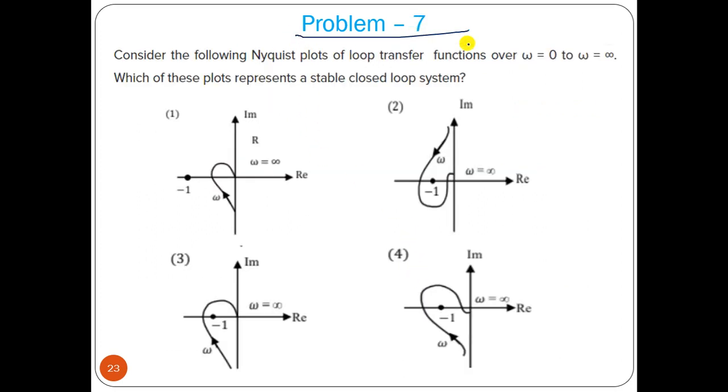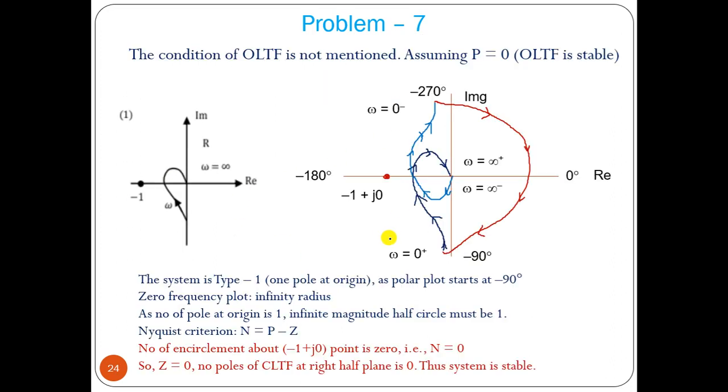Now problem number 7, this is a very interesting problem. What is given is: consider the following Nyquist plots of open loop transfer function over omega 0 to infinity. A polar plot is given. Which of these plots represents a stable closed loop system? So the open loop system polar plot is given, we have to find out which one is a stable closed loop system. Now we have to plot that.